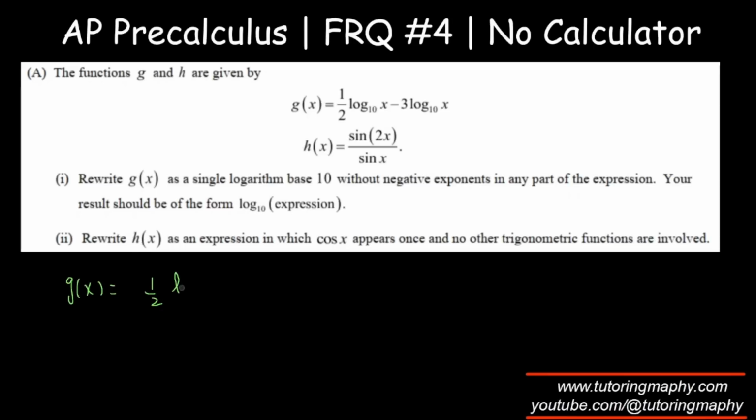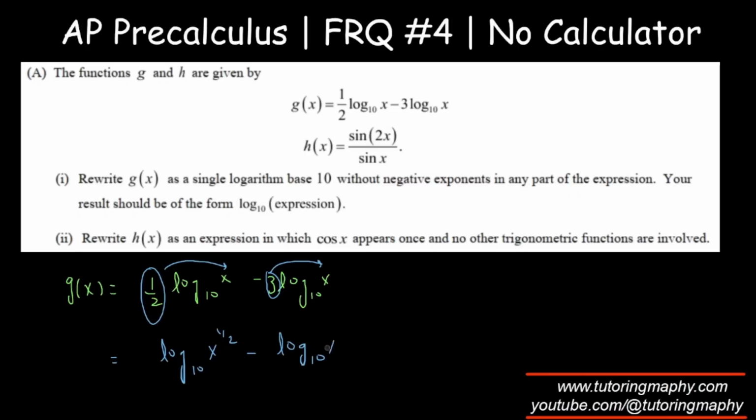So g(x) is 1/2 of log of x with base 10 minus 3 log of x with base 10. Okay. Log has a property that if something is in the power inside the log, it is thrown outside. So I'm going to reverse engineer that: whatever is outside, I'm going to put it to the power, right? That makes sense. So it should be log of x to the 1/2 with base 10 minus log base 10 of x cubed. And what is log a minus log b now? Isn't that just log of a over b?